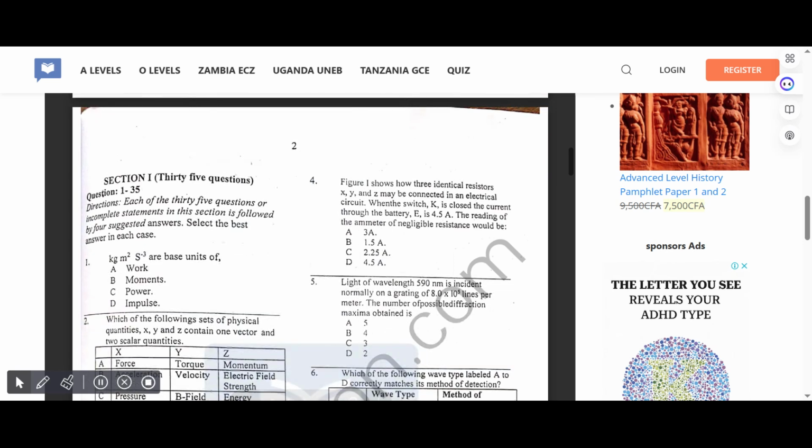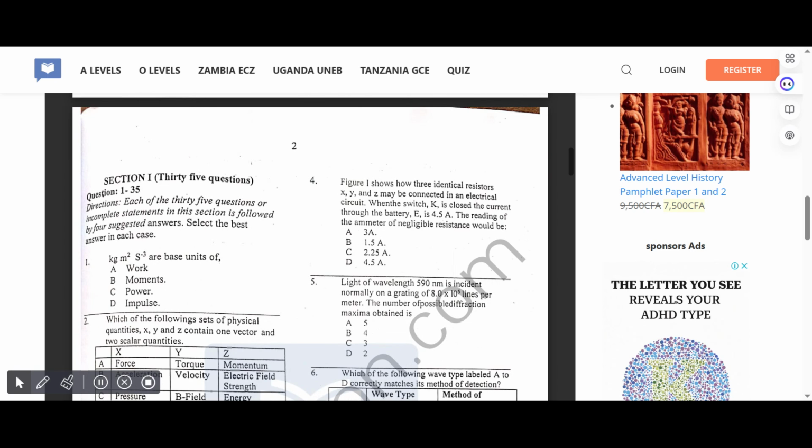Figure 1 shows how three identical resistors X, Y, and Z may be connected in an electrical circuit. When the switch K is closed, the current through the battery E is 4.5 A. The reading of the ammeter of negligible resistance will be... Correct answer is A, 3A.